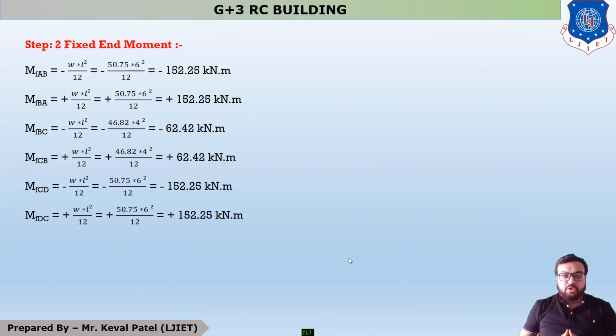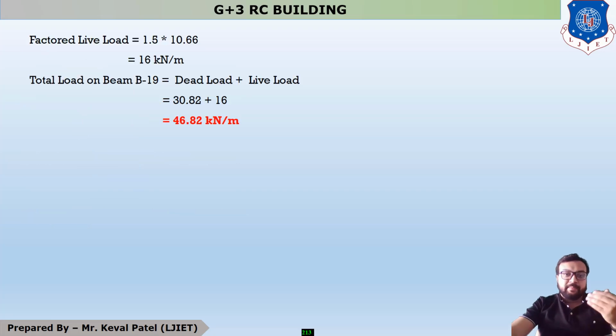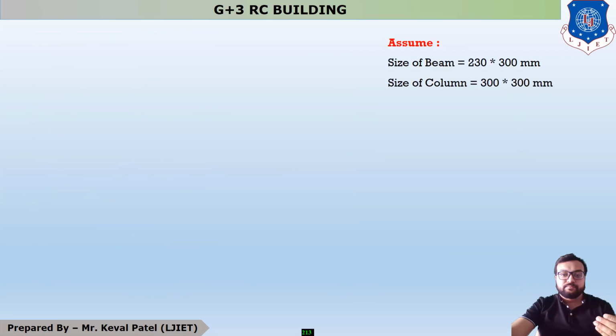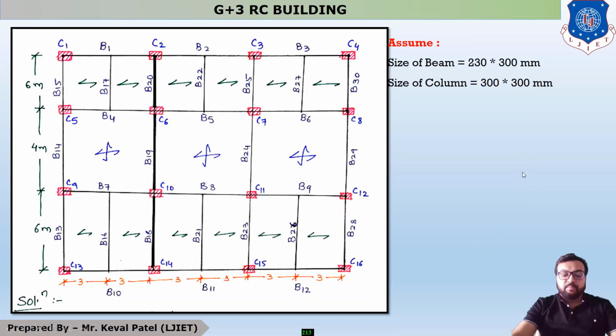This is the third lecture of our example number 2, which is the design of beam. So students, in this example, we have to design for beam B18, 19 and 20. In the last lecture, we completed our example up to the load on beam B18 and beam B20, because you can see in this figure that beam B18 and beam B20 are mirror images of one another.